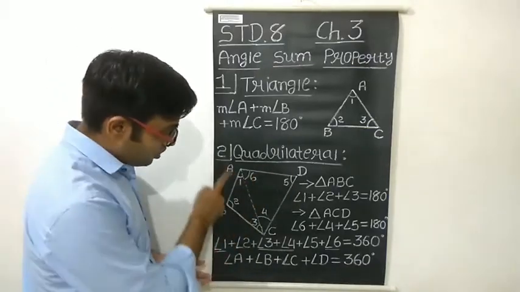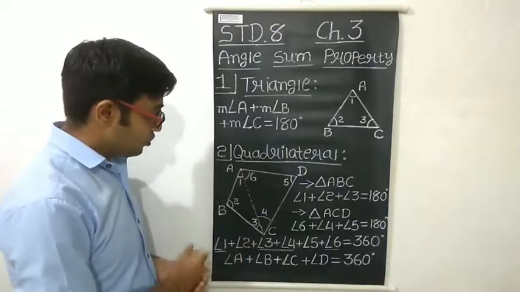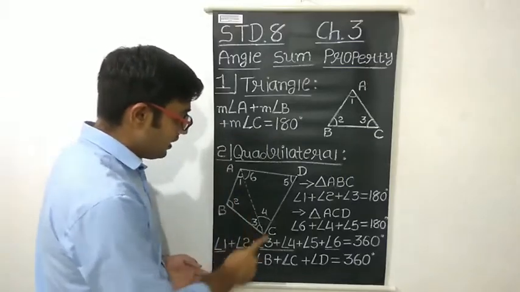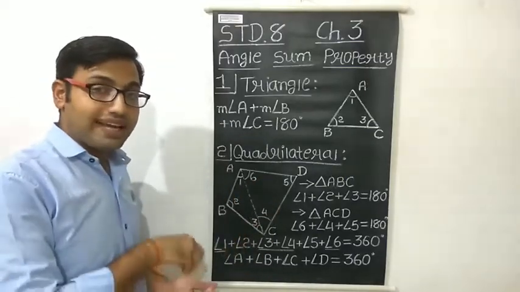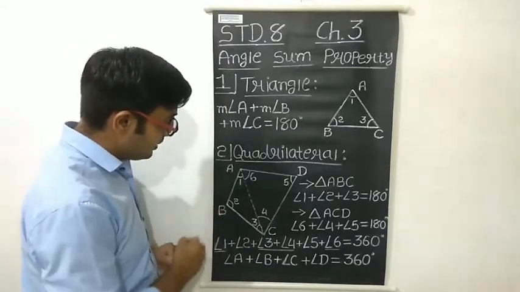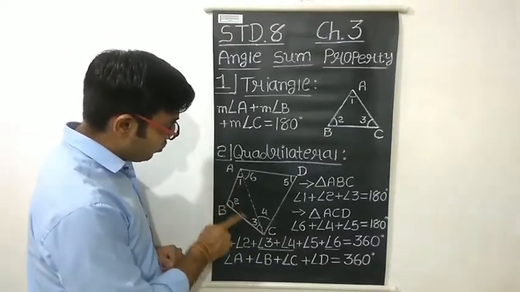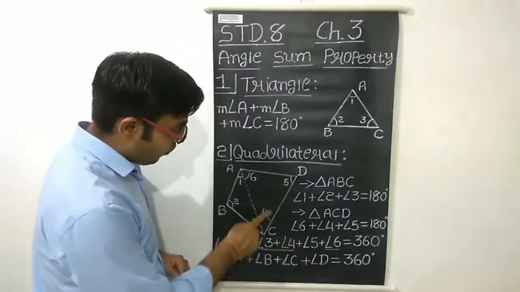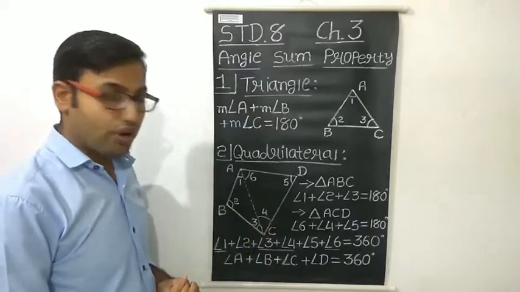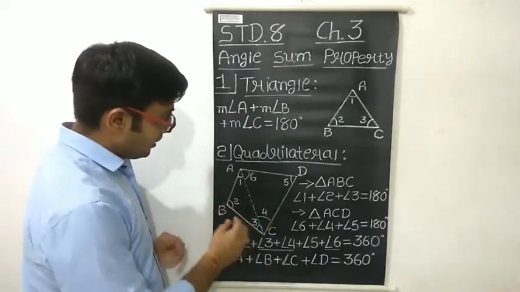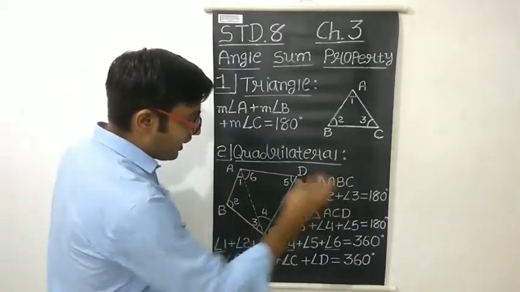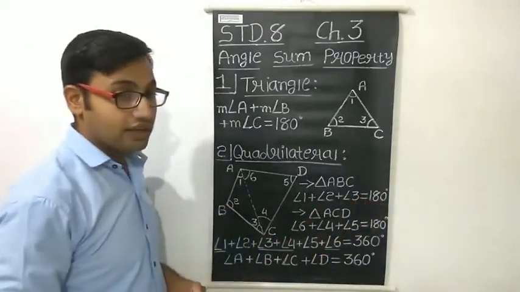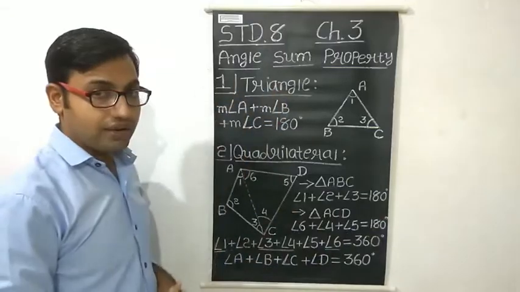Currently we have joined the diagonal AC, so now there are two triangles, one is ABC and the second is ACD. Let us name the angles of ABC as 1, 2 and 3, and the three angles of ACD as 4, 5 and 6. Now we can state that in triangle ABC, angle 1 plus angle 2 plus angle 3 is equal to 180 degrees. Why? Because of the angle sum property.